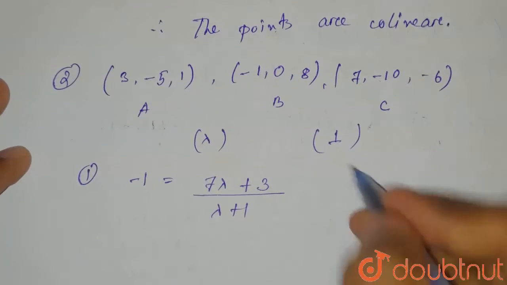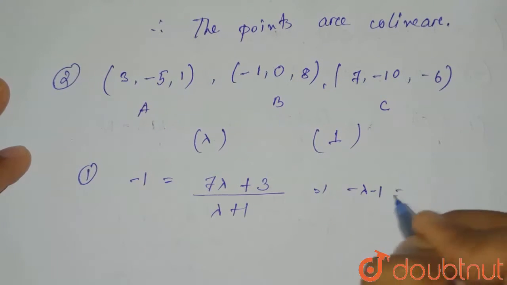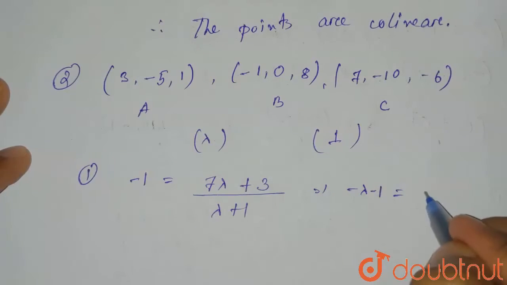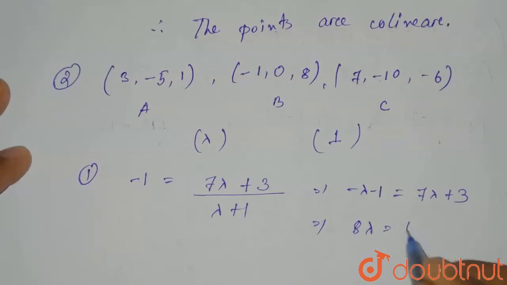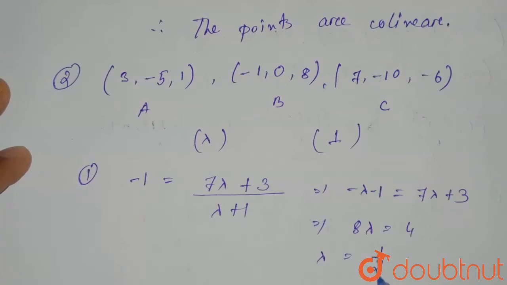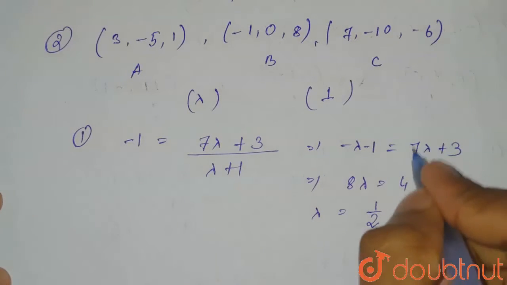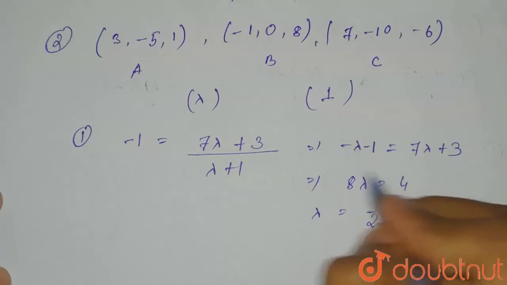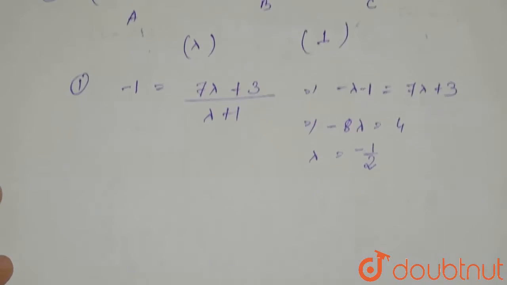So from here the value for lambda, if we cross multiply, minus lambda minus 1 will be equal to 7 lambda plus 3, or 8 lambda will be equal to 4, therefore lambda will be equal to half. Sorry, 7 lambda will be on the left hand side, so it will make minus 8 lambda, and here is 4, it will be minus half again. So the ratio is minus half again.